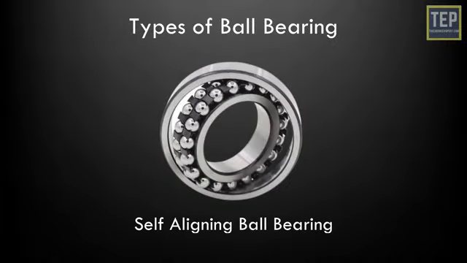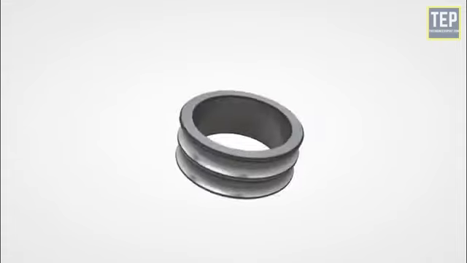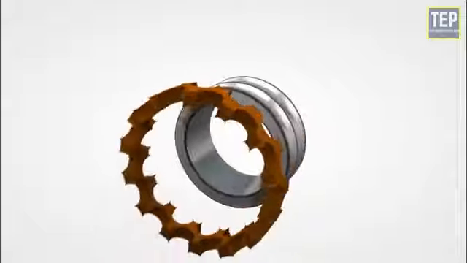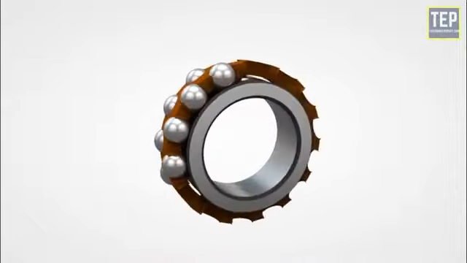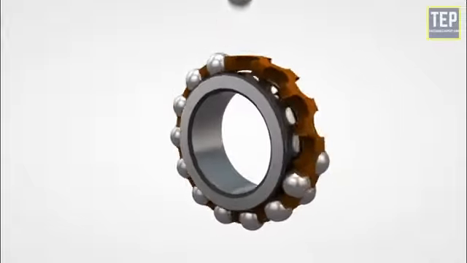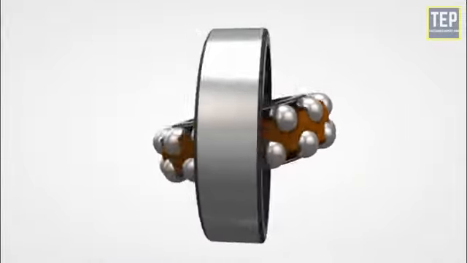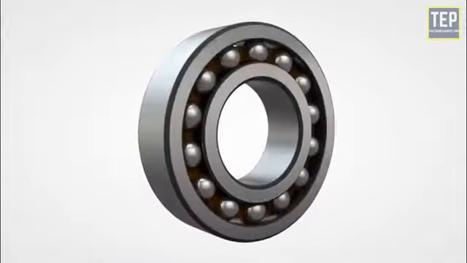Self-aligning ball bearings. In this type of ball bearing, the inner ring has deep grooves, similar to deep groove ball bearings, followed by two rows of balls and the outer ring. The outer ring has a concave shape, and this grants the inner ring freedom to align.